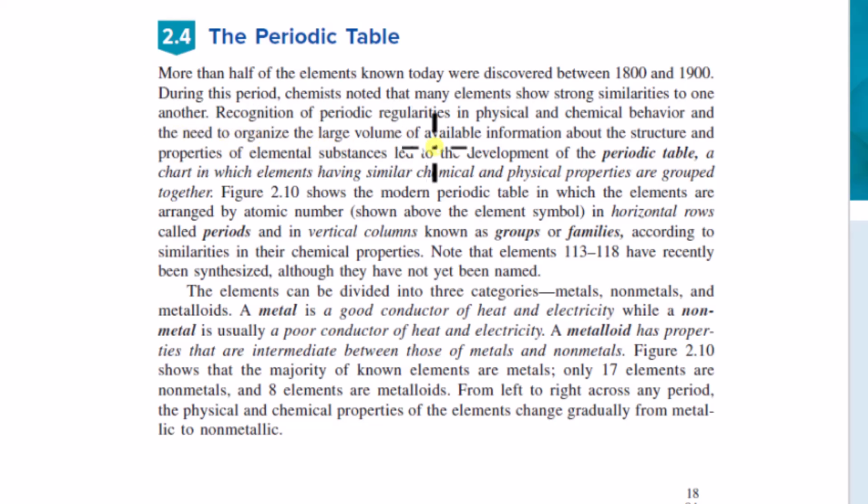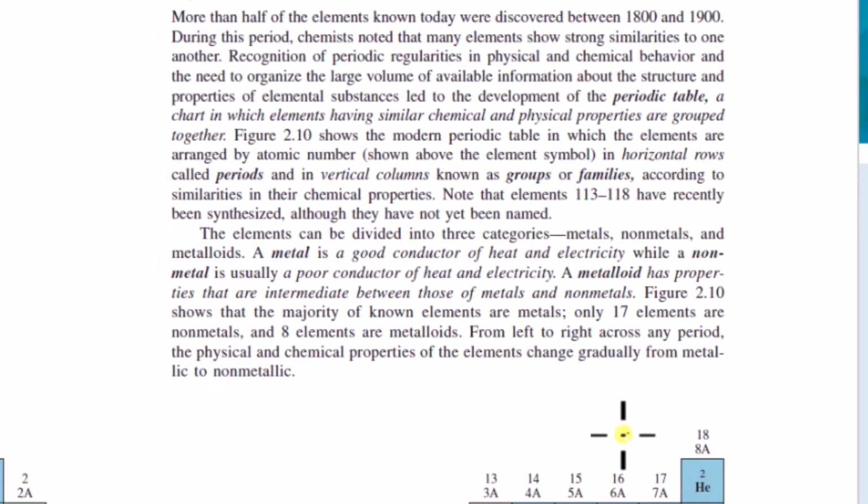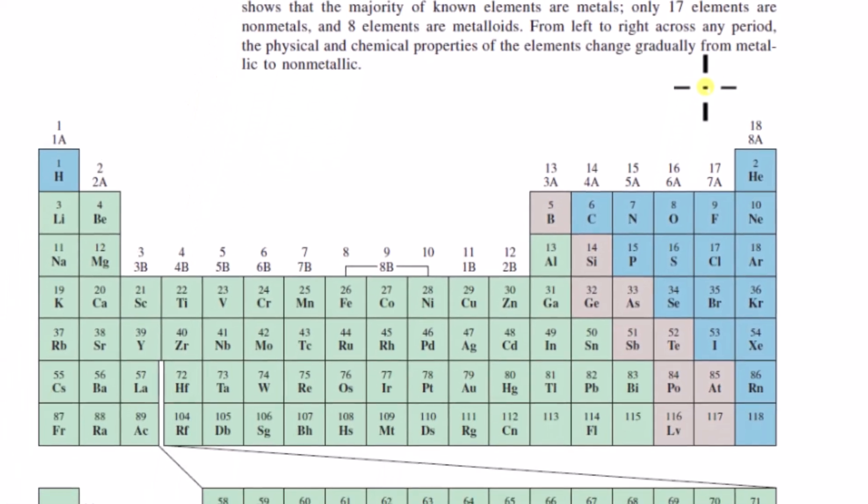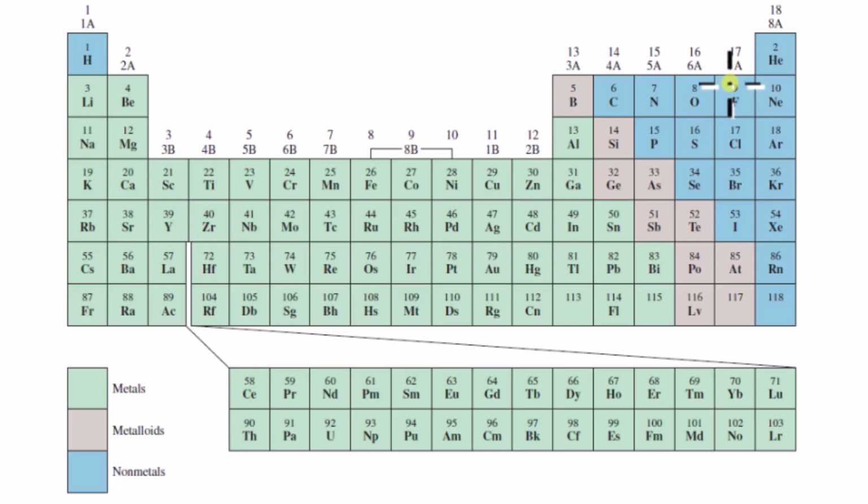Recognition of periodic regularities in physical and chemical behavior and the need to organize the large volume of available information about the structure and properties of elemental substances led to the development of the periodic table, a chart in which elements that have similar chemical and physical properties are grouped together. Yeah, so the main feature of the periodic table is that columns, which are called groups of elements, have similar physical and chemical properties. But this in and of itself is not special, because anyone can say, oh, look, I discovered a stable gas, go put it in the stable gas group, right? What's so special about that?